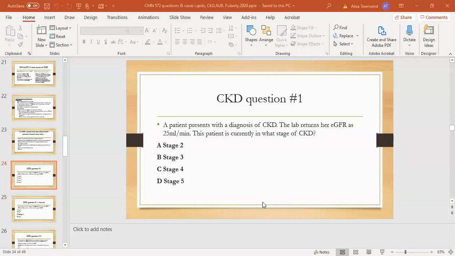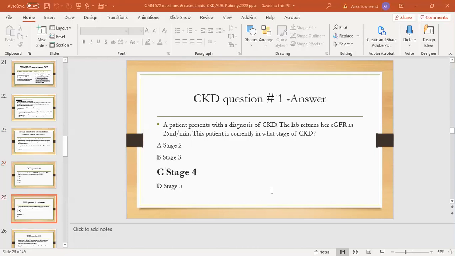A patient presents with a diagnosis of chronic kidney disease. The lab returns an eGFR of 25 milliliters a minute. The patient is currently at what stage of CKD? Okay, we have C, stage 4. And the stage 4 C wins. We don't have a prize. Sorry, that's not the one you want to win. But yes, y'all are correct.